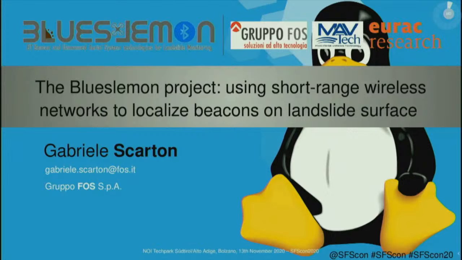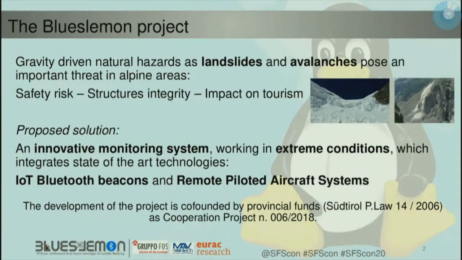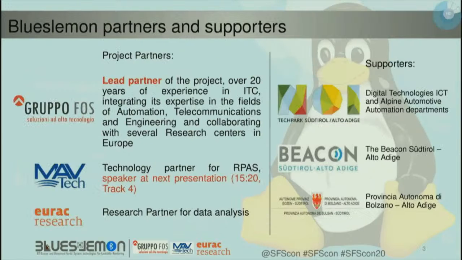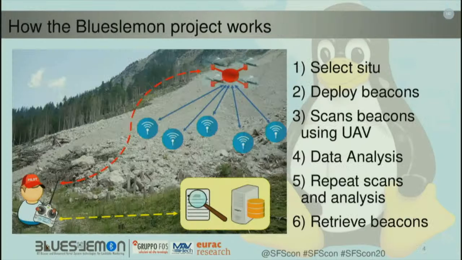Okay, so I will start fast. These are the partners of the project, which I already described. This is how the project works. We place the beacons on the risk area, then the pilot, in a safe position, controls the drone to scan them, and then we put the data in a computer to analyze it.